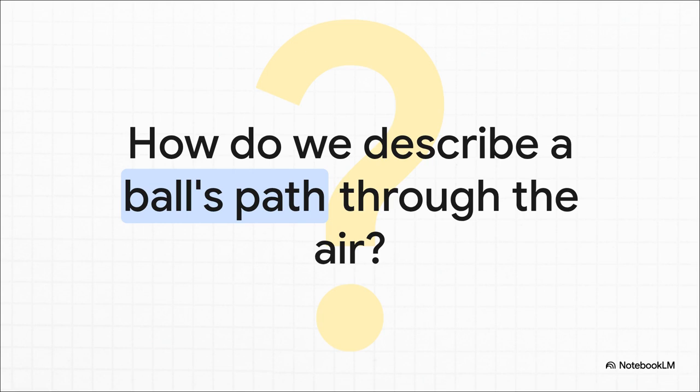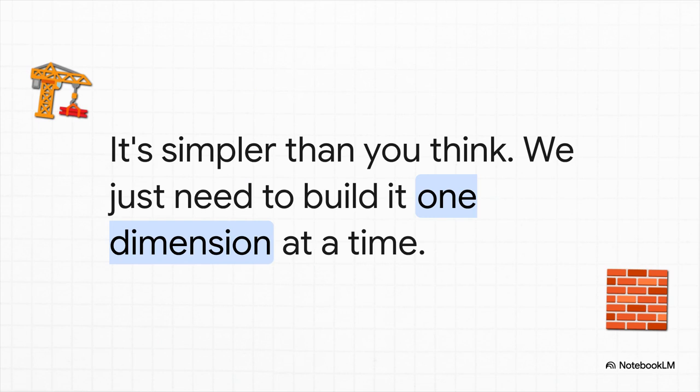Right, let's start with that ball. Picture it. You throw it, and it doesn't just go forward, it goes up, it arcs over, and then it comes back down. It's tracing this beautiful, smooth curve through the air. So the big question is, how on earth do you describe its exact position at any given moment? And believe it or not, the answer is way simpler than you'd think.